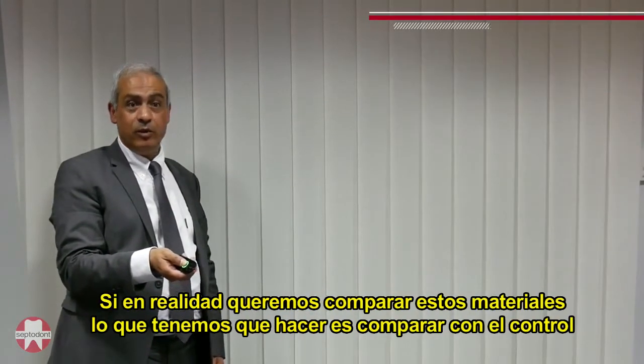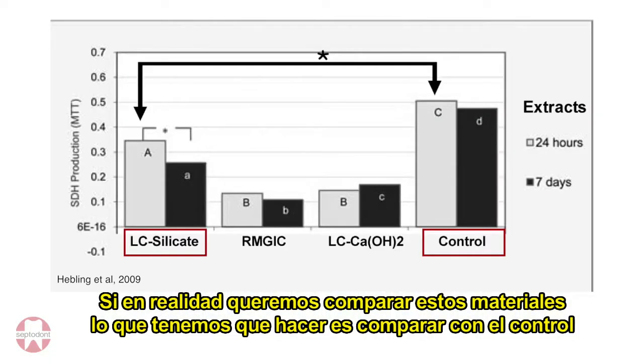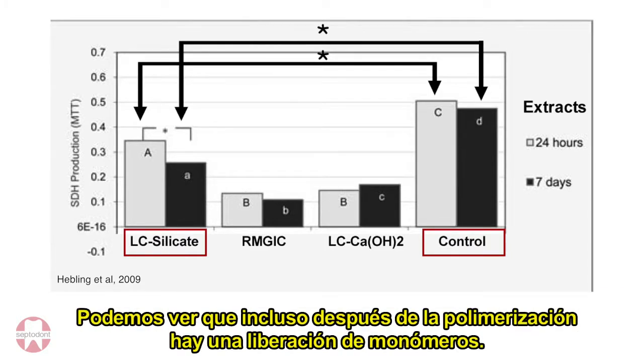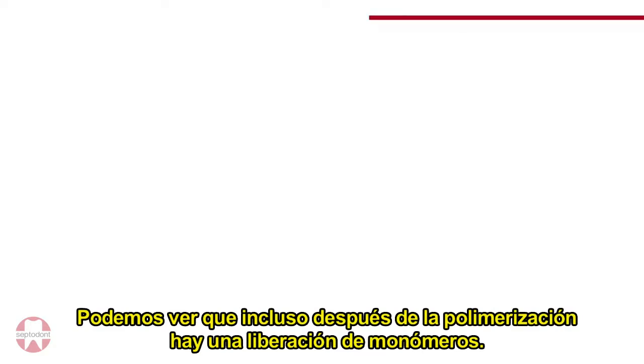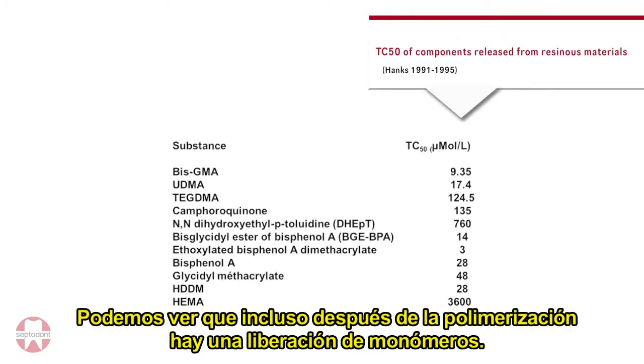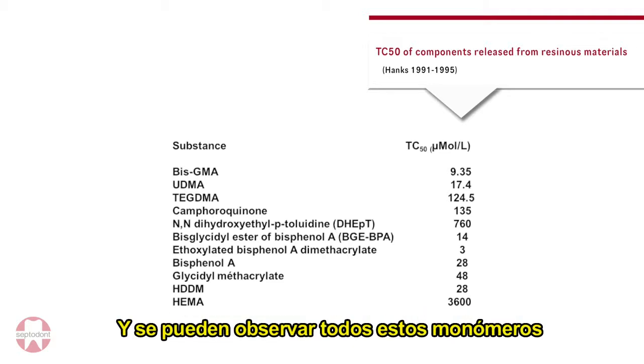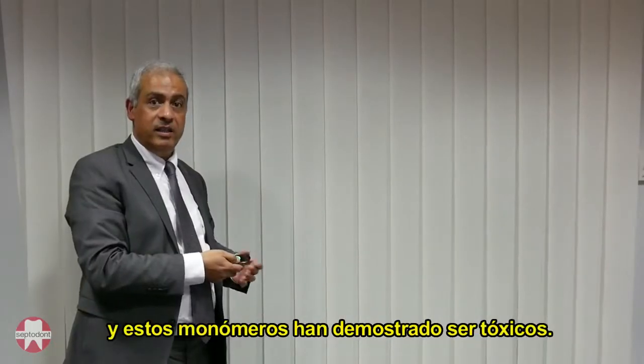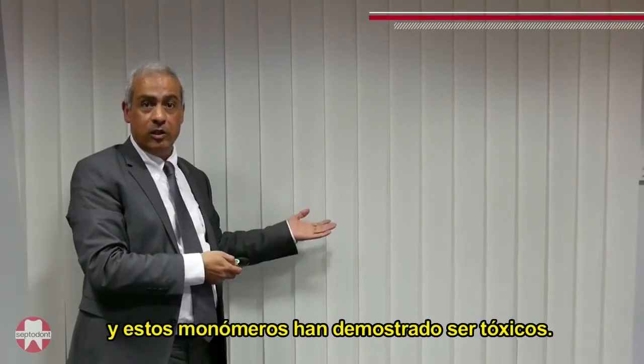So if we really want to compare this material, it should be compared to a control, and when we compare it to a control, this is what you see here. It looks like the material is toxic, as it kills about 45% of the cells in a very short time. It has repeatedly been shown that even after complete polymerization, there is a release of a high percentage of monomers, and we can find all the monomers from composite resins released in the medium. And these monomers have been shown to be toxic.